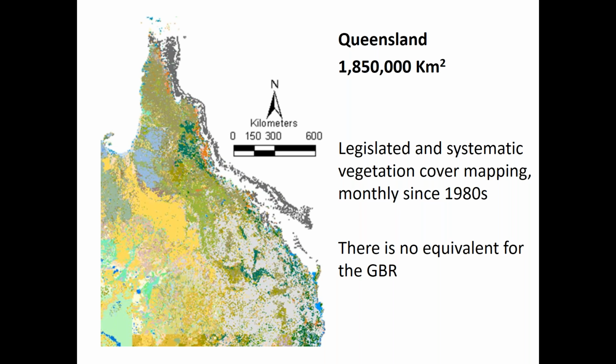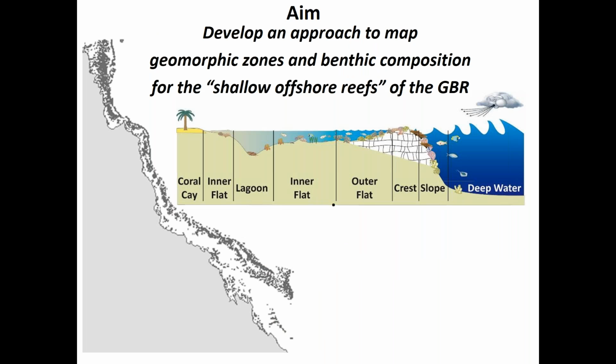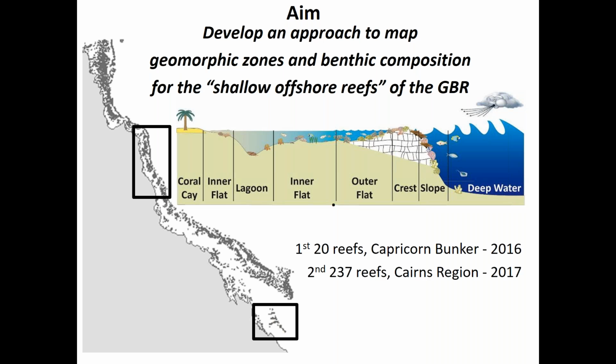basis since 1980 in the sense of habitat, and there's no equivalent to that detail present, then it's time to get that reef on the map. So that's the question we got: to map the Great Barrier Reef. Here you see the different geomorphic zonations. We first started in the Capricorn Bunker group, and then went to an area called Cairns, 237 reefs. And now we'd like to go for the whole reef.